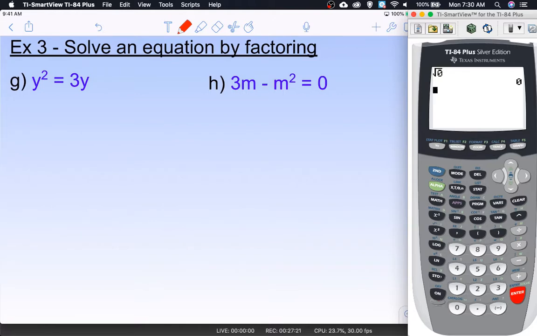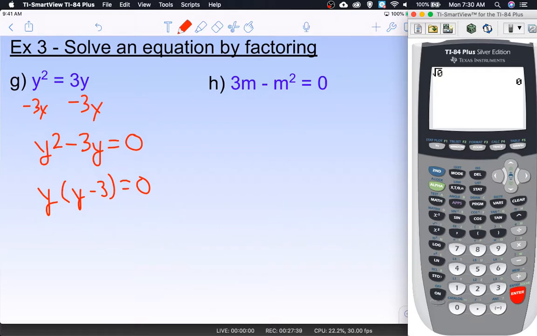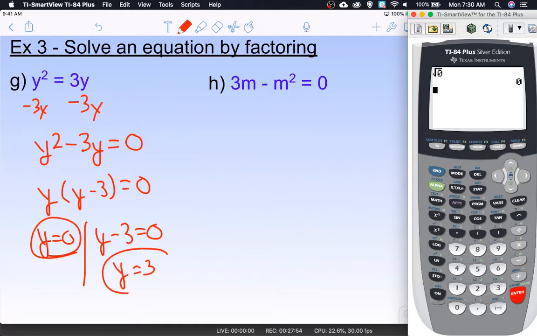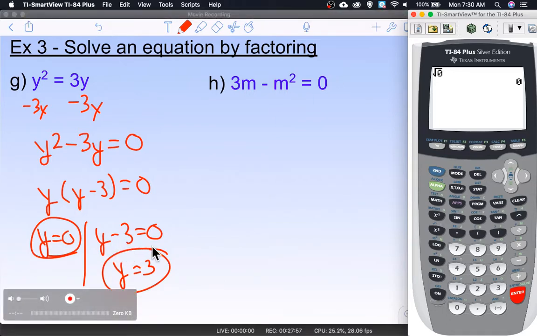Okay, so I'm going to subtract 3y on both sides. y squared minus 3y equals 0. I can factor out a y from both pieces. y would be the greatest common factor. We can then set up our two separate equations, the zero product property here. So either y equals 0, like on the left, or y would equal a positive 3 on the right. I would just solve by adding 3 to both sides.